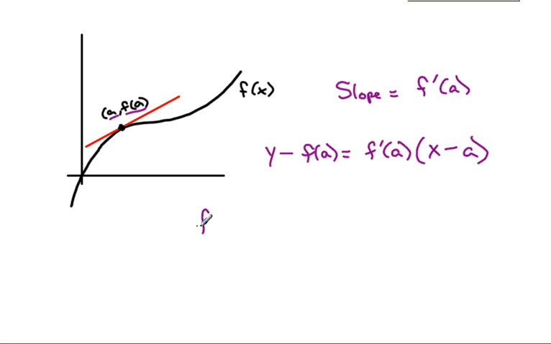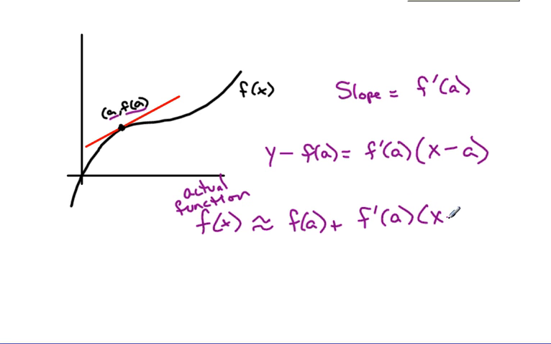And then in this linearization, we often say f of x is approximately. Now remember, f of x is the actual function. And we're going to solve this thing. So y can be rewritten as f of x. This f of a has to go to the other side. f of x is approximately f of a plus f prime of a times (x minus a). And this is true that it's approximately equal for x near a. And remember, when we're talking about being near a, we're talking about values that are near that point.